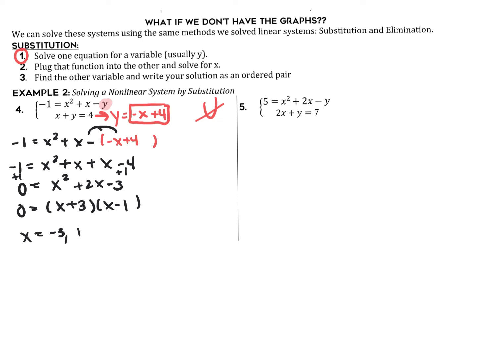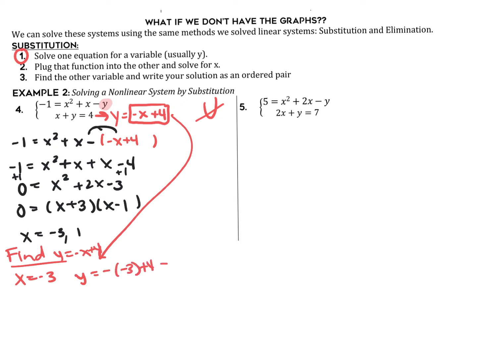So don't box your answer here, though. Our goal was not to find just x, but to find the coordinates where they cross. So once I find x, now I need to find y. If x equals -3, I know that y equals, I'm going to write this up here, -x plus 4. So the opposite of -3 plus 4, that's going to give me 3 plus 4, so 7.